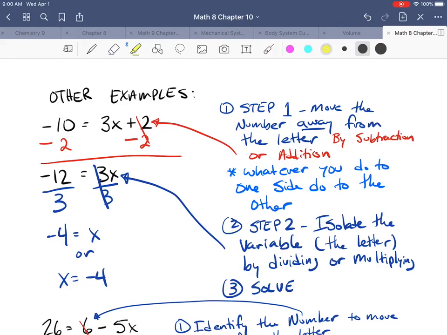So this one has the answer in front of the equal sign. So negative 10 equals 3x plus 2. So it's a little bit of a different rewrite because you've got these answers here. And so you need to know, well, what do I deal with first?